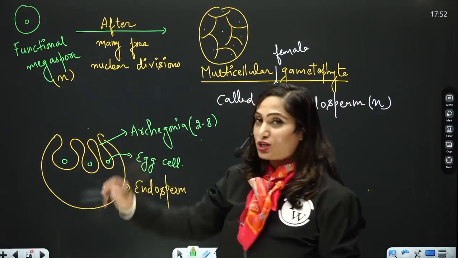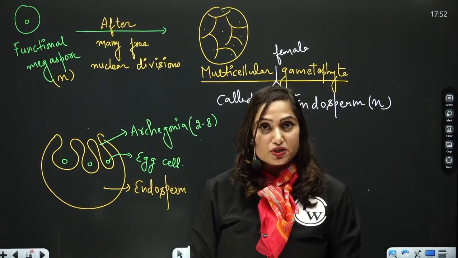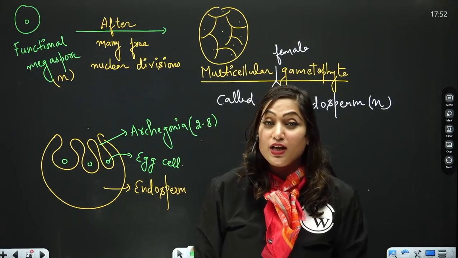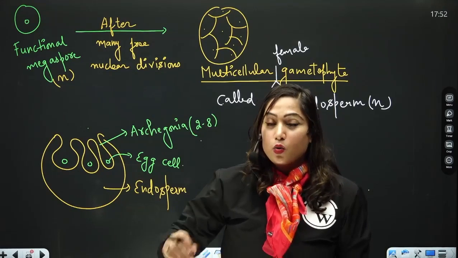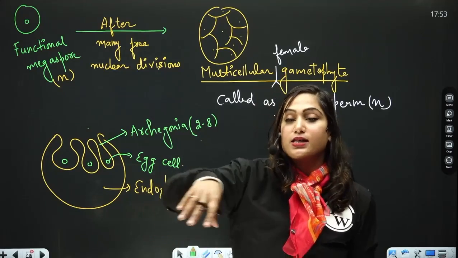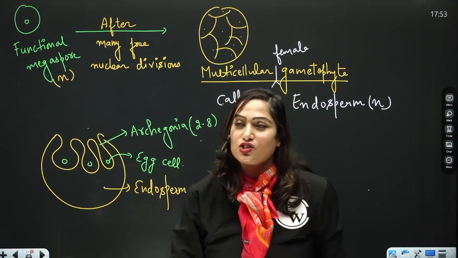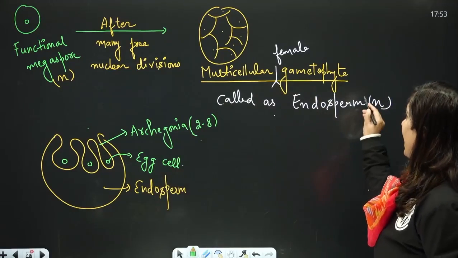So this functional megaspore undergoes many free nuclear divisions. What are free nuclear divisions? A kind of division in which only karyokinesis occurs. Only the nucleus will keep on dividing, and then ultimately the cytoplasm will divide to form a multicellular haploid structure, and that is called the endosperm.